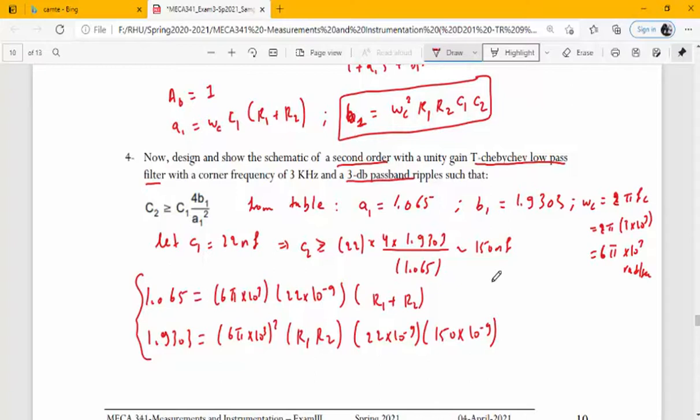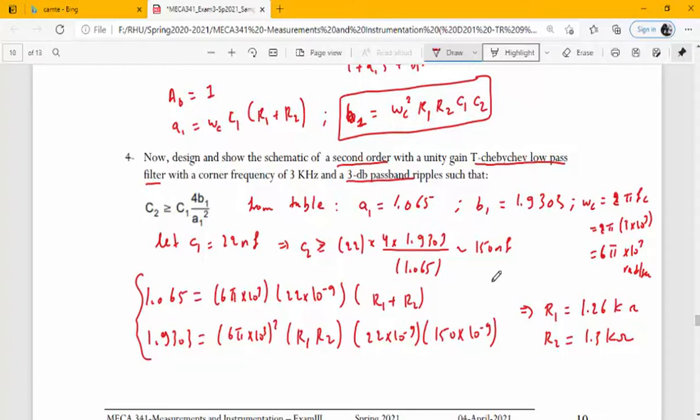You can solve for R1, and you must be able to verify that R1 is equal to 1.26 kilo ohm. Once you find R1, you substitute in this equation and solve for R2, which is equal to 1.3 kilo ohm. So your job is to make a decision on which capacitors to use and solve for the resistors. Or alternatively, you can assume the resistor values and solve for the capacitors.